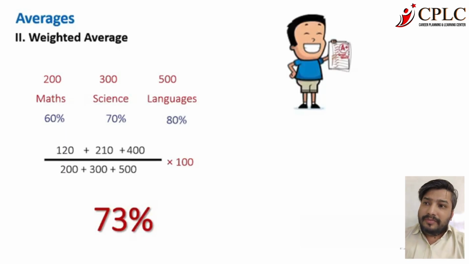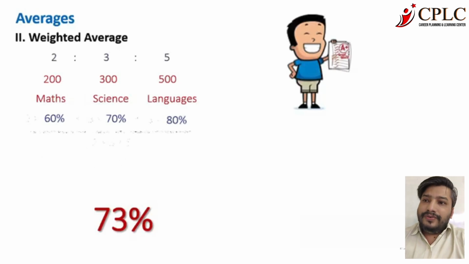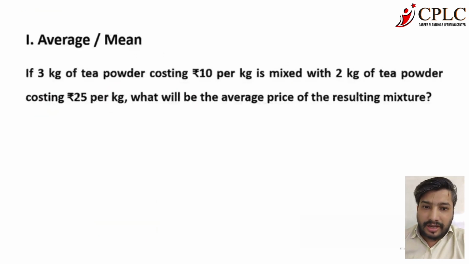Now coming back to the idea of what exactly is weighted average. So we'll do a very simple question which says there are 3 kilos of tea powder costing 10 rupees per kilo, mixed with 2 kilos of tea powder costing 25 rupees per kilo, and what is the average price of the resulting mixture. Weighted average is basically total cost, total investment, divided by total quantity. So one variety is 10 rupees per kilo and you are taking 3 kilos of that, so when you buy this, you will be investing 30 rupees.